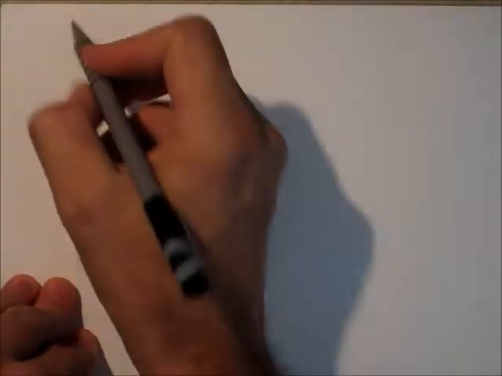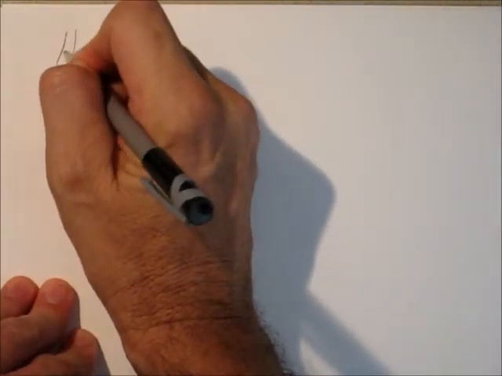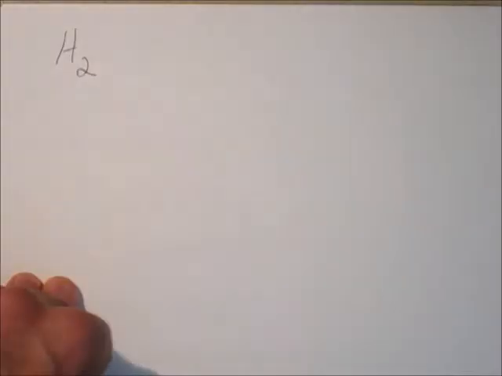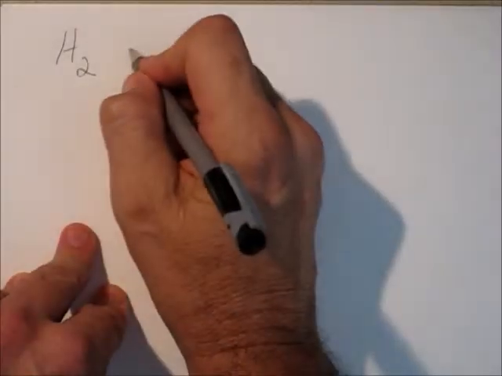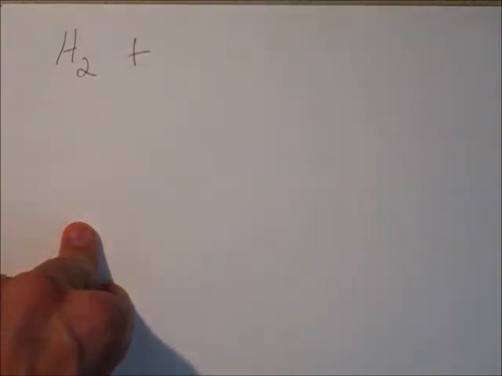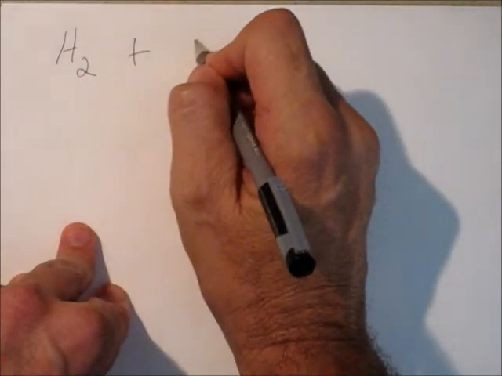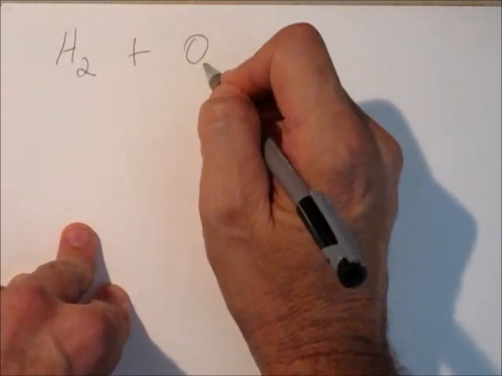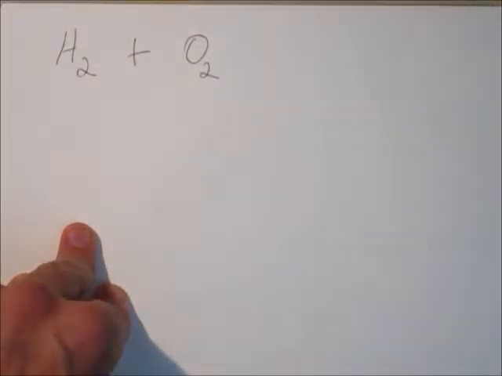This is the first mini tutorial that I'm going to give, and it's going to be about balancing equations. Now I'm going to start with this particular reaction, H2, which is the formula for hydrogen gas, and I'm going to react it with, that's what the plus sign means, with oxygen gas, the formula for which is O2.